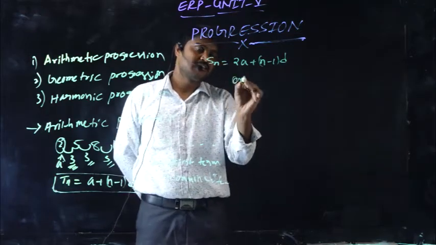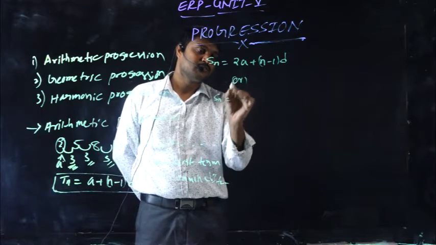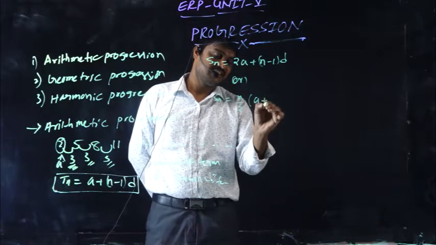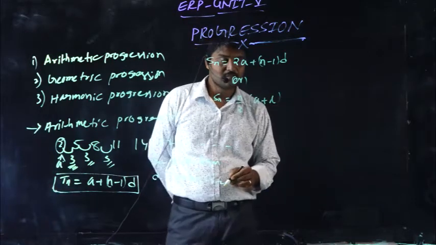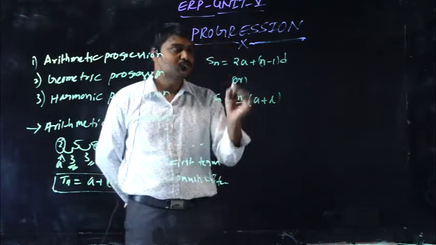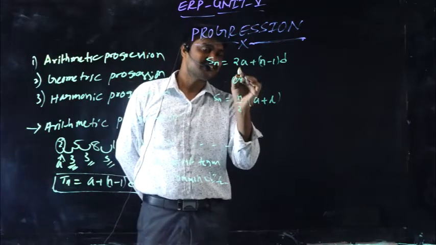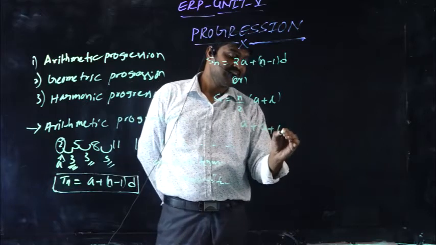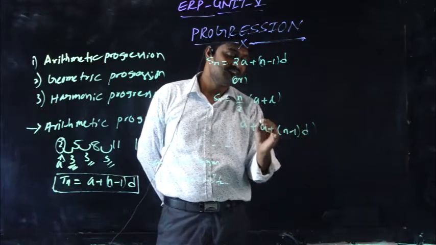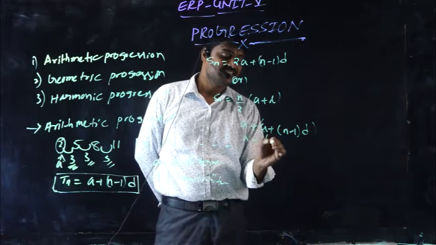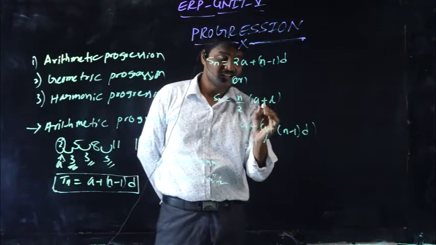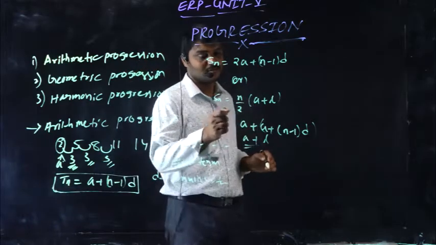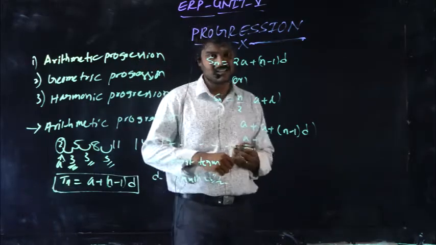Otherwise, Sn equals n by 2 into a plus l. Here this term l you can write as a plus n minus 1 into d. So that's why this is the last term, and this is the a plus l. So here Sn equals n by 2 into a plus l.